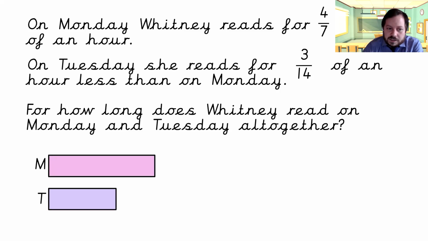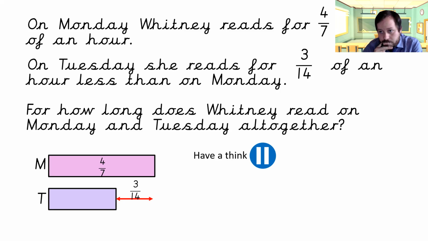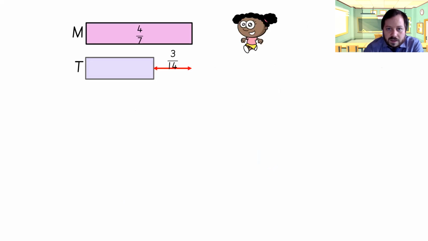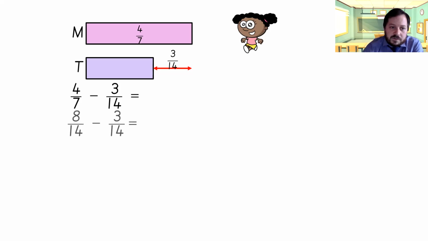So there's Monday, there's Tuesday. We know the difference is 3/14. So we can do that sum. What is the sum? Have a go. So the sum for that one is 4/7 minus the 3/14. So we exchange the 4/7 into 14ths. So it's 8/14 minus 3/14, which is 5/14. So the amount of time she spent reading on Tuesday was 5/14.